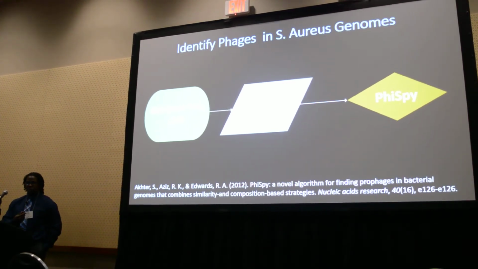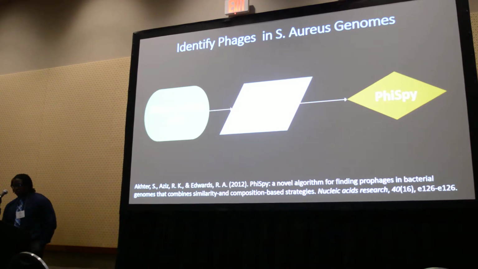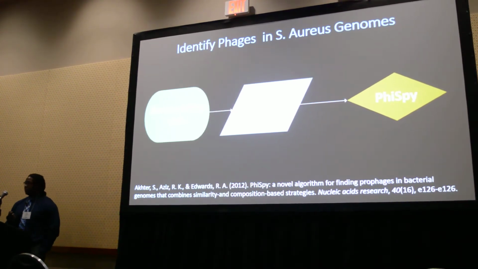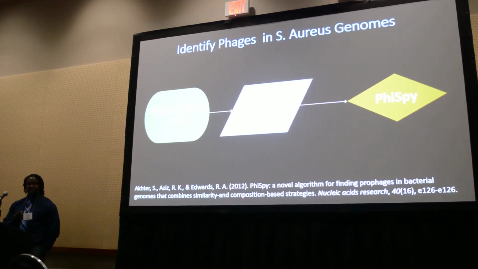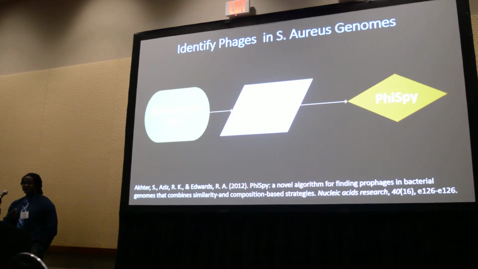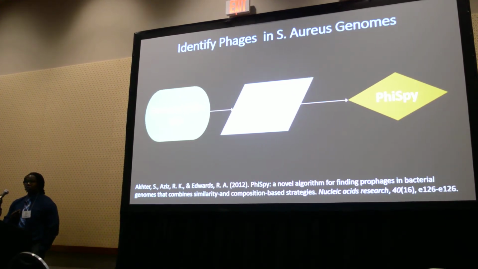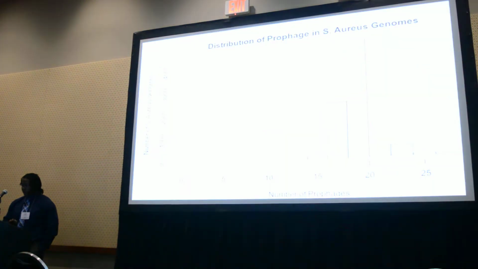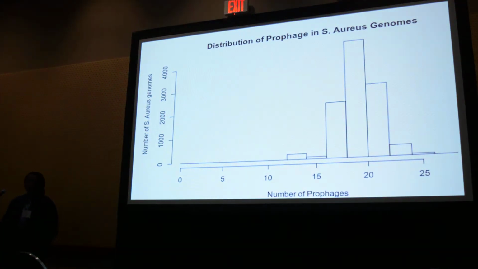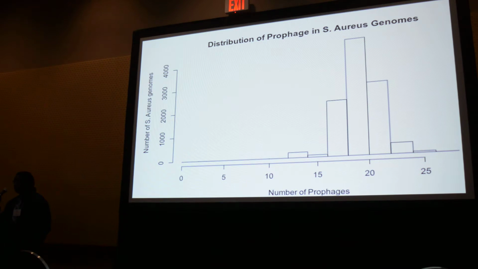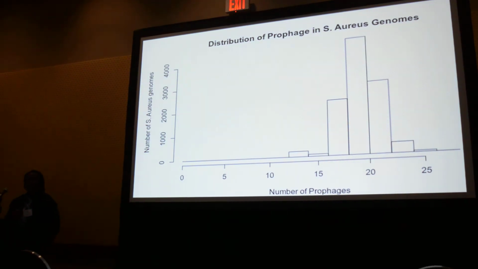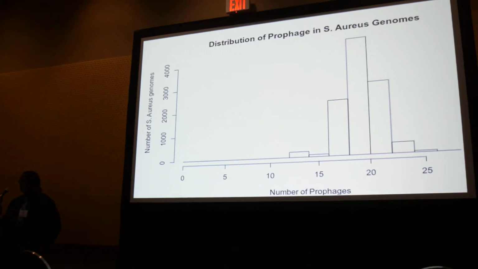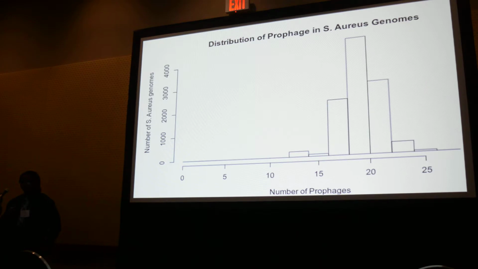I'm working with roughly 10,000 Staph aureus genomes that I got from NCBI, and after running them through this tool, I discovered nearly 200,000 viruses. And out of the 10,000 genome sequences, 9,996 actually had phages that were detected.